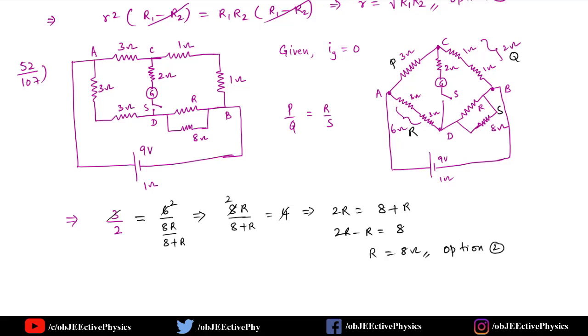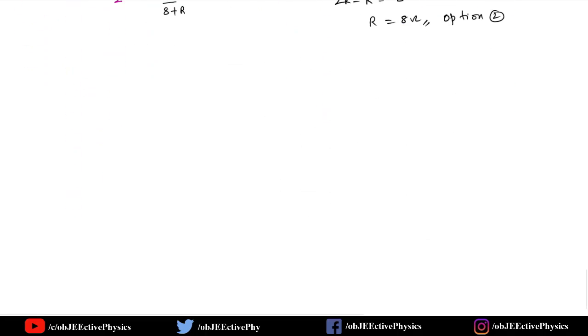Option 2 is the answer for question number 52. Next, question number 53. A potentiometer of 1 meter length, an unknown EMF voltage source is balanced at 60 centimeters length of potentiometer wire, while a 3 volt battery is balanced at 45 centimeters length. Then the EMF of the unknown voltage source is.